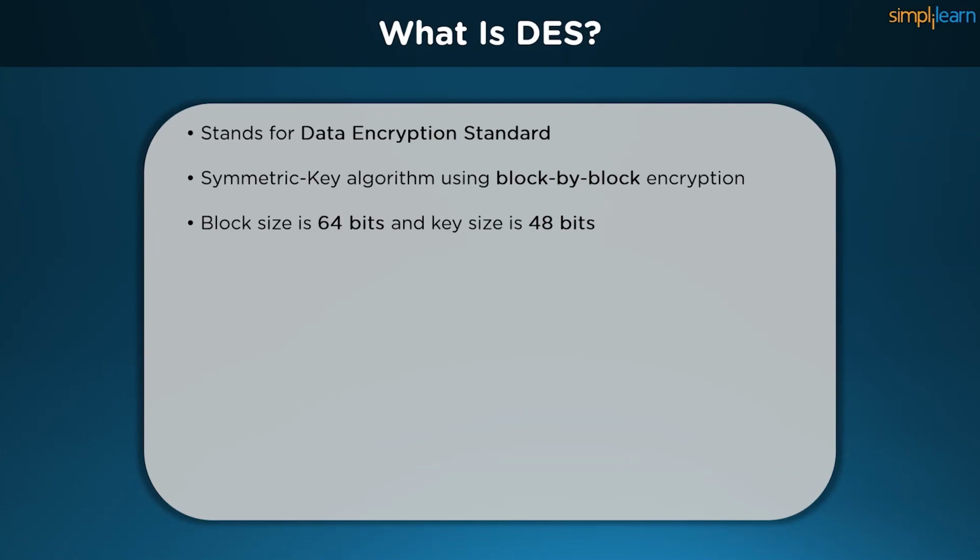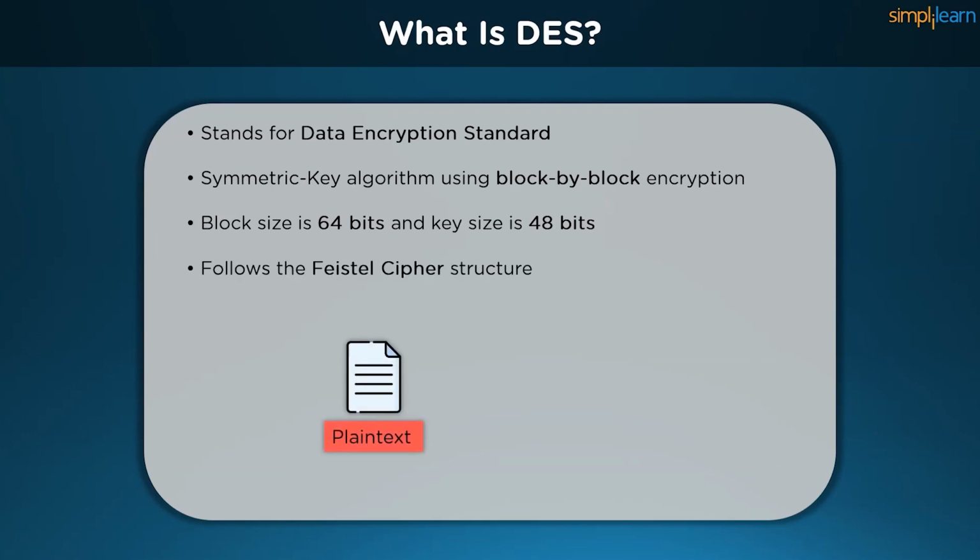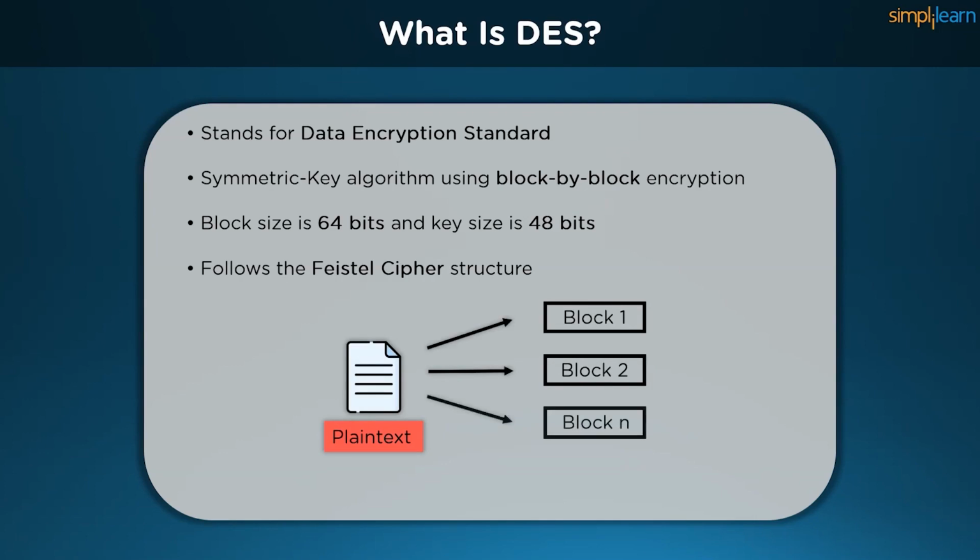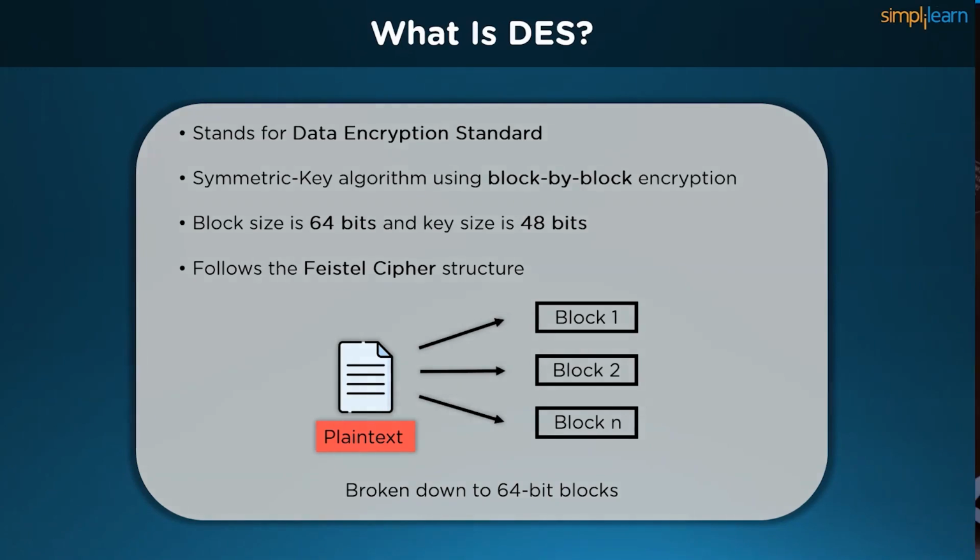It uses 48-bit keys during the encryption process and follows a specific structure called the Feistel cipher structure during the entire process. It is a symmetric key algorithm, which means DES can reuse the keys used in the encryption to decrypt the ciphertext back to the original plain text. Once the 64-bit blocks are encrypted, they can be combined together before being transmitted.